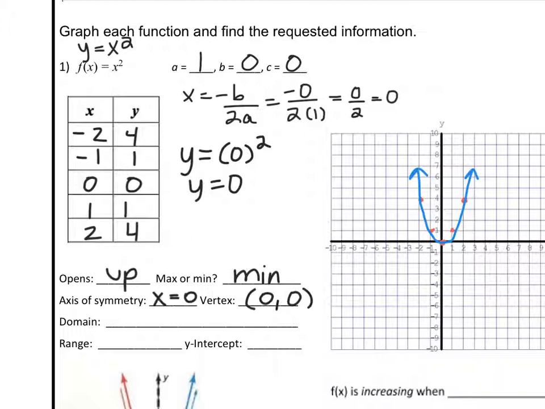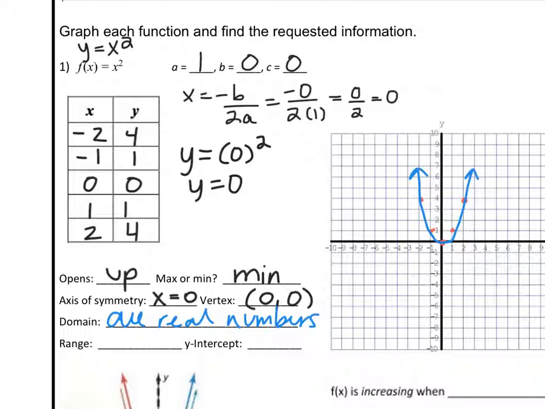Last thing you're going to list for me is a domain, range, and y-intercept. Domain is from left to right. Does it ever stop from left to right? Nope. What do we say then? All real numbers, which is what your answer is always going to be for a parabola like this. Every single time.